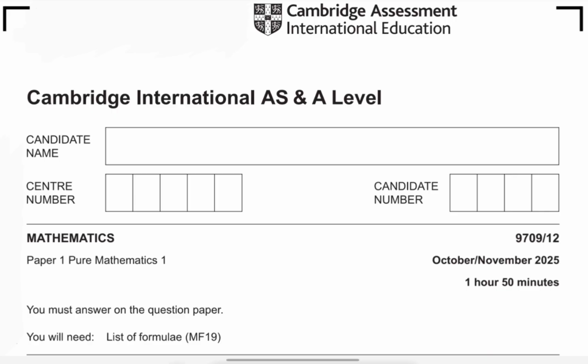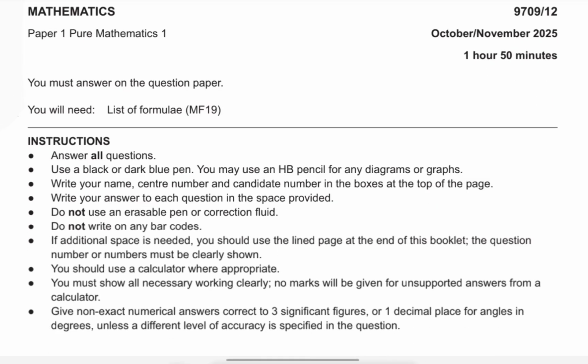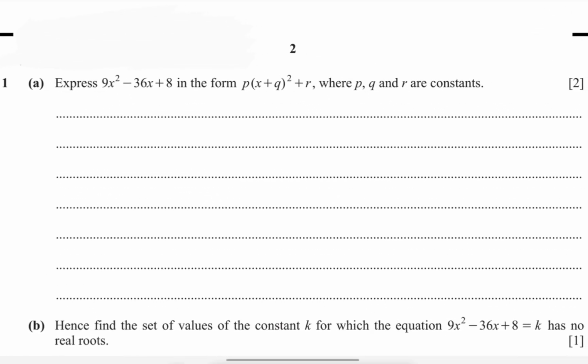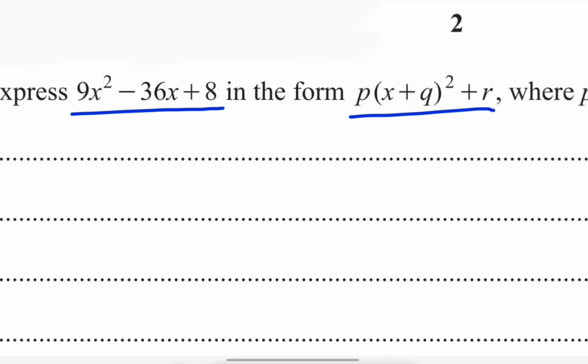In this video, we're going to be looking at paper 1-2 from the October-November 2025 series for Pure Mathematics 1 at AS level. And so let's start. The first question is saying express 9x squared minus 36x plus 8 in the form p(x plus q) squared plus r, where p, q, and r are constants. And as you can see, this is the completed square form. So we're just going to complete the square for this.